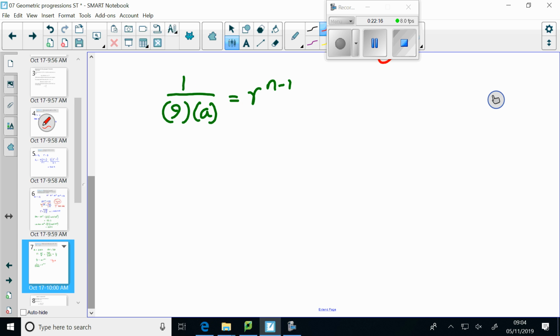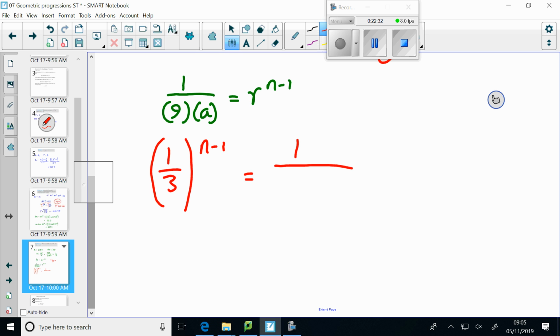What is r? What's it equal to? 1/3 to the power of n minus 1, and it's equal to 1 divided by 9 times a, which is 2187.